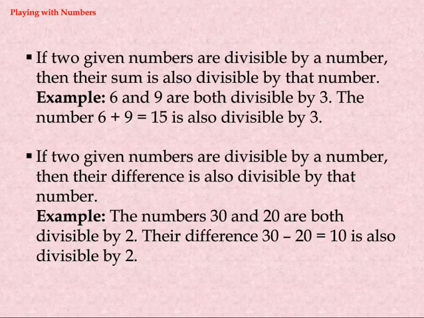If 2 given numbers are divisible by a number, then their sum is also divisible by that number. Example, 6 and 9 are both divisible by 3. The number 6 plus 9 is equal to 15 is also divisible by 3. If 2 given numbers are divisible by a number, then their difference is also divisible by that number. Example, the numbers 30 and 20 are both divisible by 2. Their difference 30 minus 20 equals 10 is also divisible by 2.